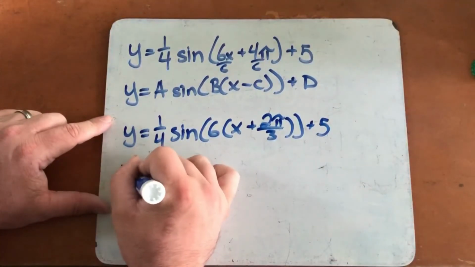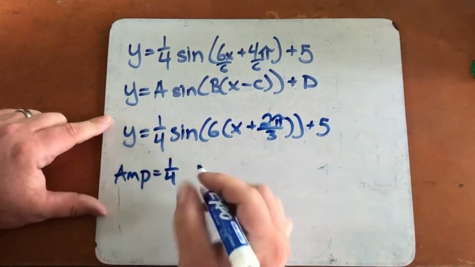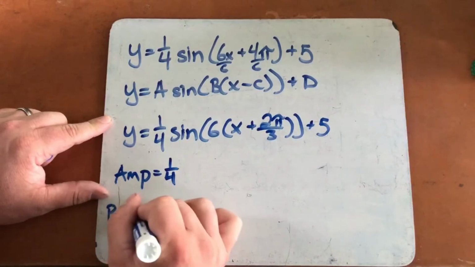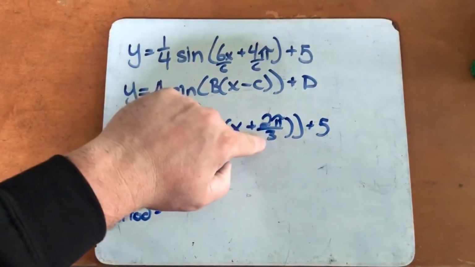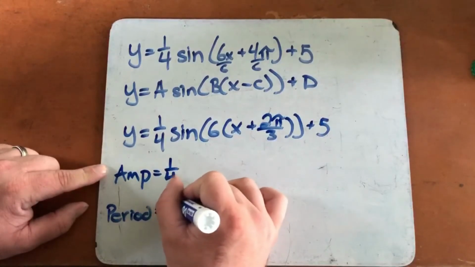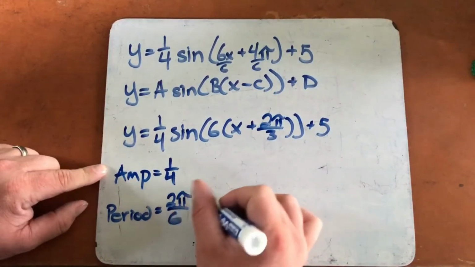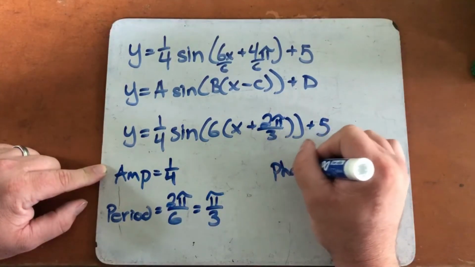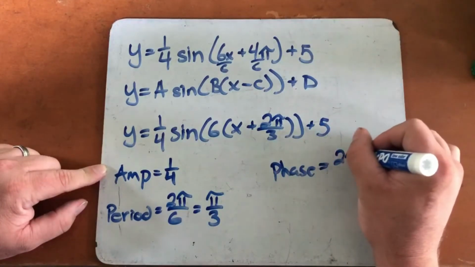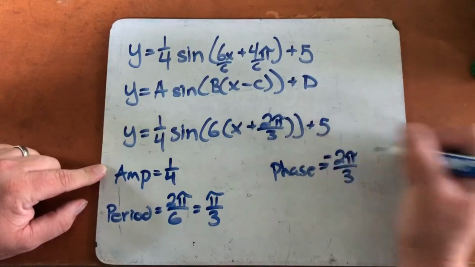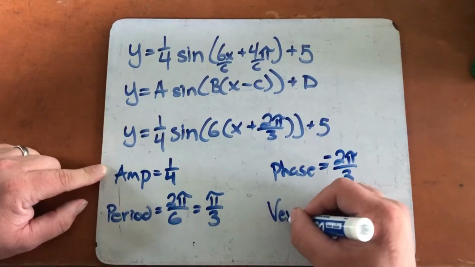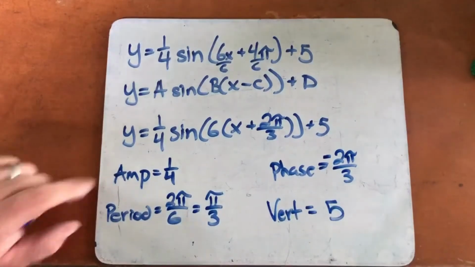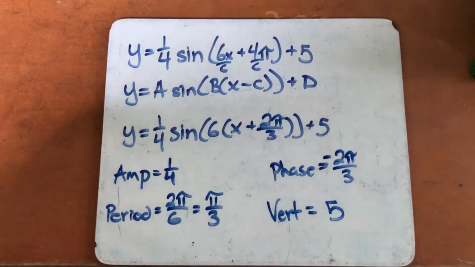Amplitude is 1/4. My period is, since this is in radians, my period should be in radians. So it is 2 pi divided by 6, which is pi over 3. My phase shift is 2 pi over 3, and since it's positive there, it needs to be negative 2 pi over 3. And then my vertical shift is positive 5. So I have an amplitude of 1/4, so that means my graph has actually gotten smaller. A period of pi over 3, a phase shift of negative 2 pi over 3, and a vertical shift of 5 units.